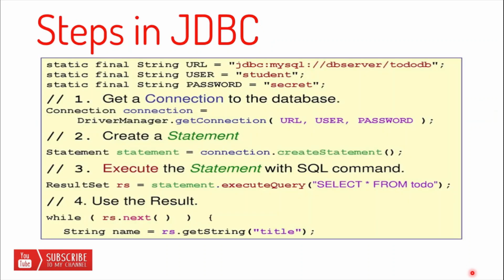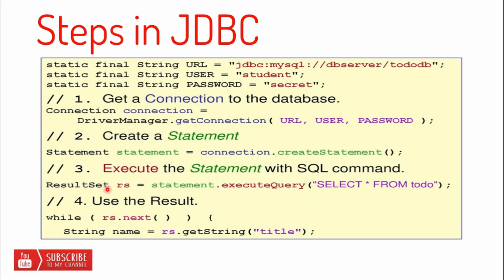Now let's see the steps involved while connecting our Java application to a database using JDBC. First, we need to get a connection object using the connection URL, which contains the database server and DB name. Then we also need a username and password to connect to that database. After that, using that connection object, we need to create a statement. Once we have the statement, we can execute any database related query, and whatever query is executed will return the result in the form of a result set.